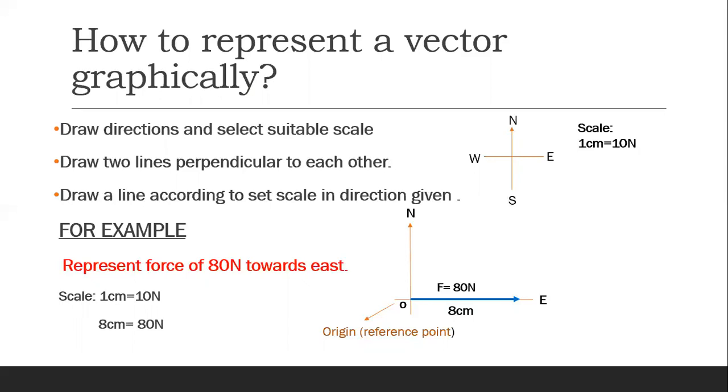You will take 2 perpendicular lines and then you will select the x-axis and y-axis. Of course, you're not going to write x and y, you're going to write north and east because the direction given over here is east. You have to draw the vector in that direction. So when drawing a vector, you have to have a starting point from where to start drawing. That point is O, the origin, a reference point. A reference point is a point from which the change in position is observed. So you're going to draw a vector from point O, 8 centimeter in the direction of east.